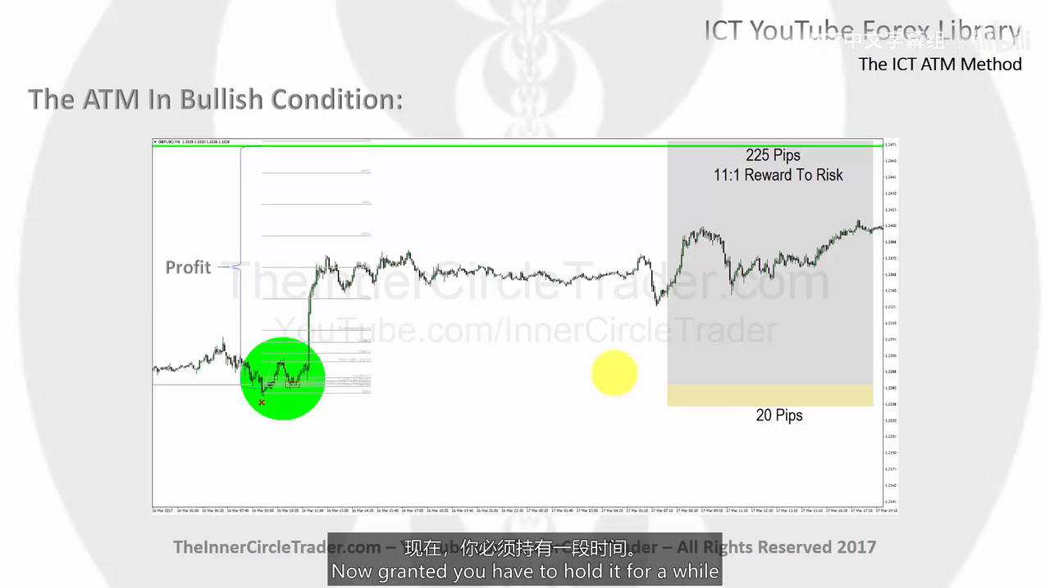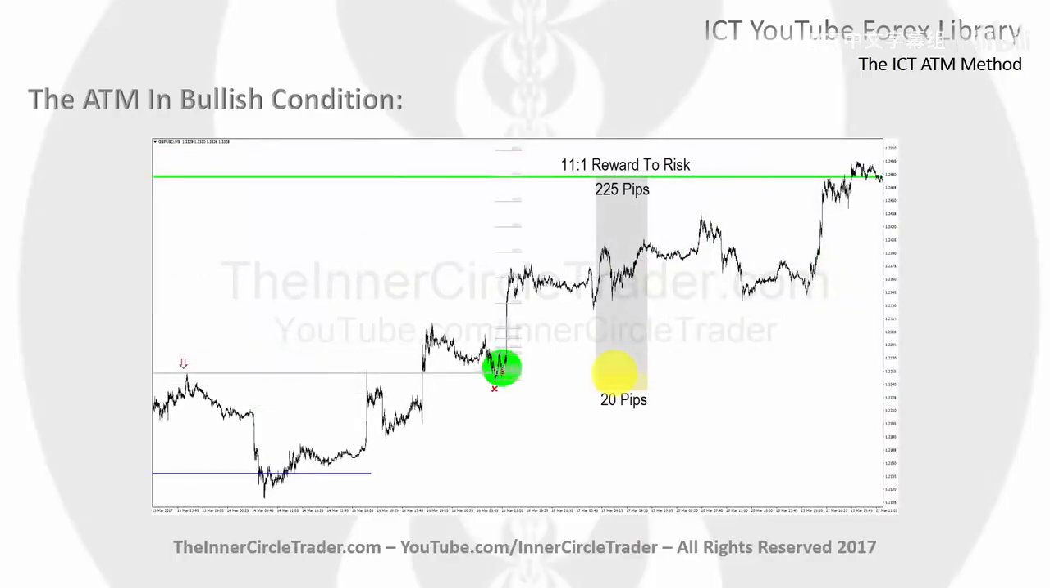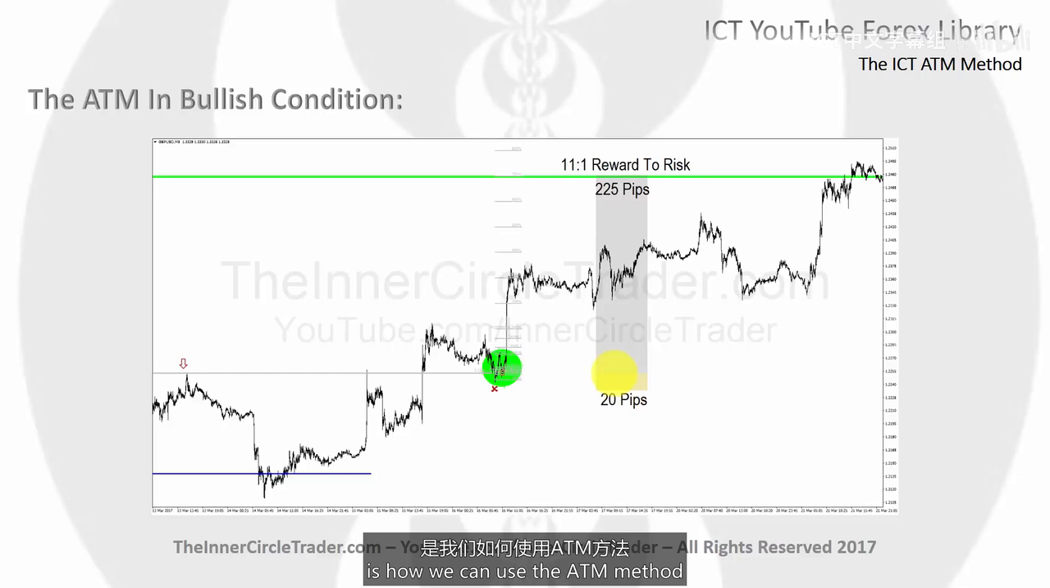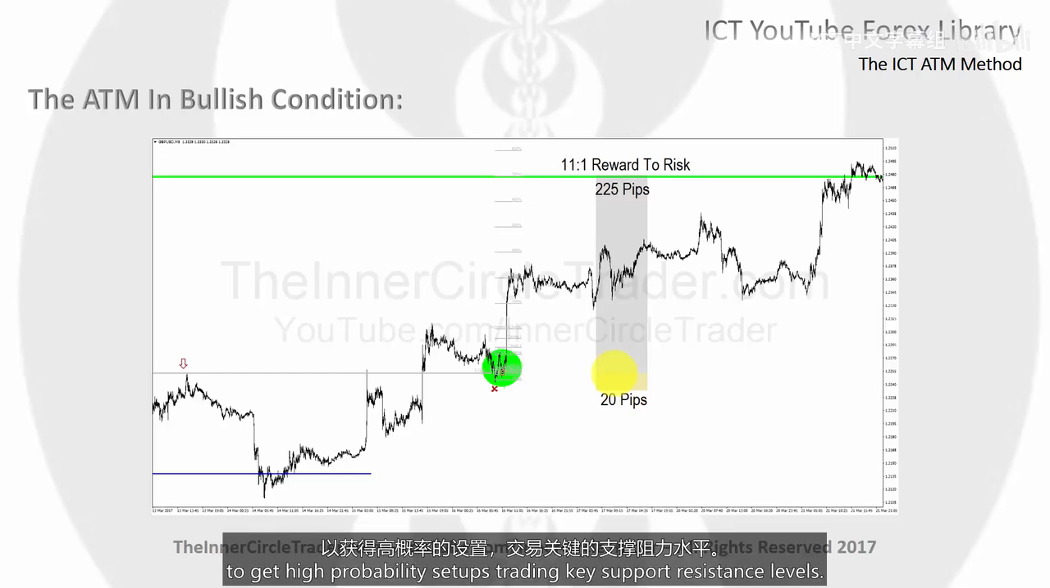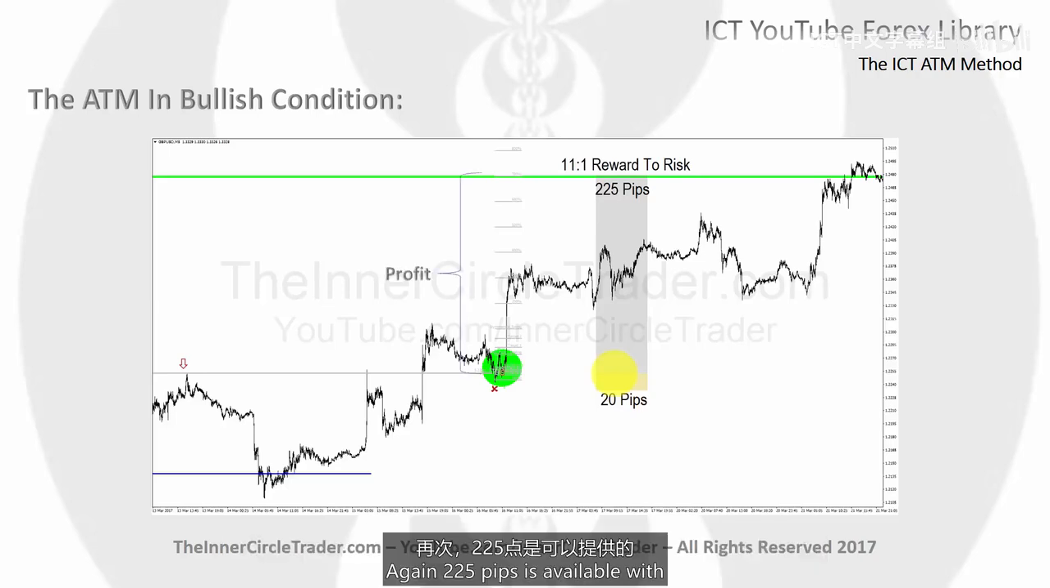Now, granted, you have to hold it for a while, but this is what it looks like on a 5-minute zoomed out. You end up getting that entire move, but it takes a little bit of time to get there. But nonetheless, this is how we can use the ATM method to get high probability setups, trading key support and resistance levels. Again, 225 pips is available with a 20 pip stop loss.